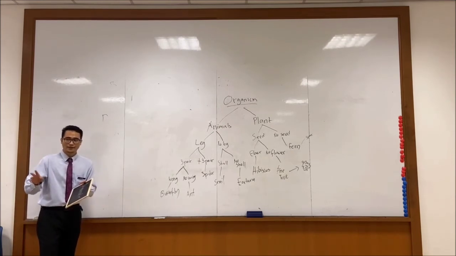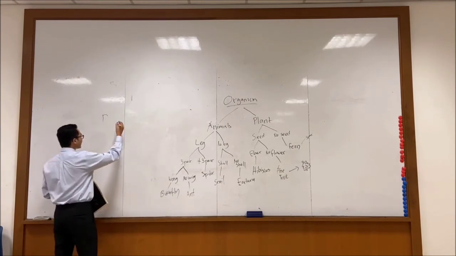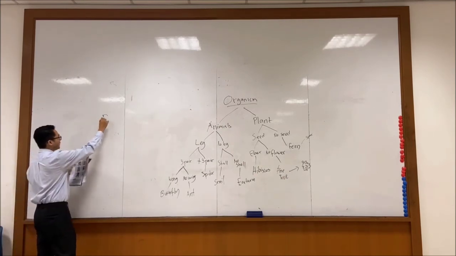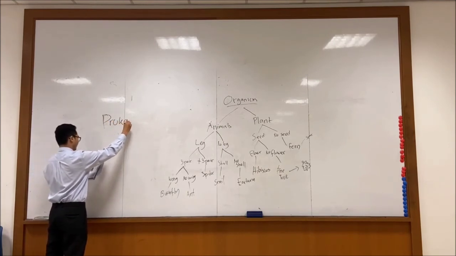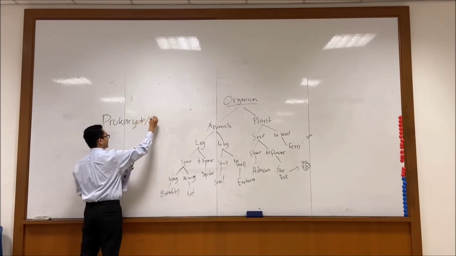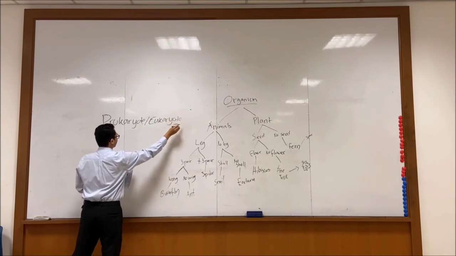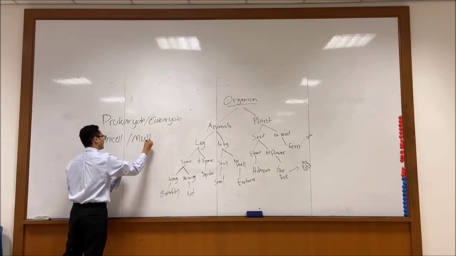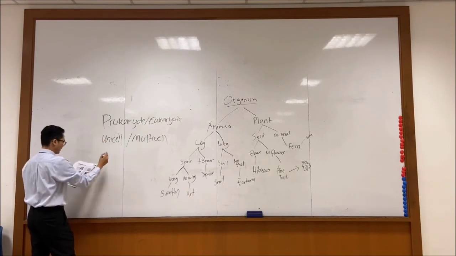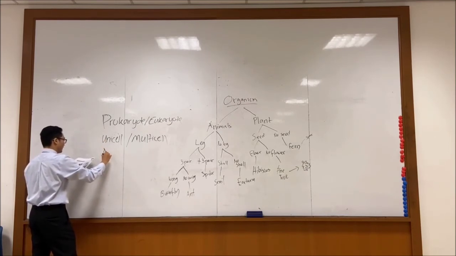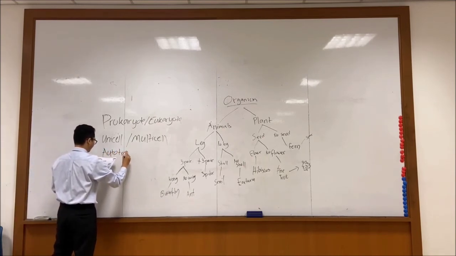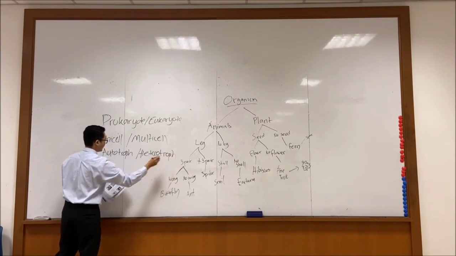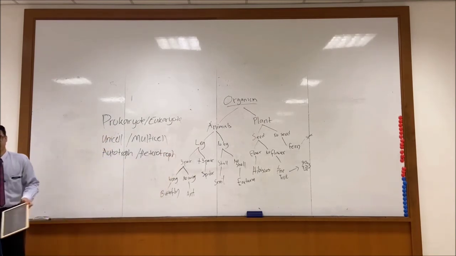You can ask 3 questions to them based on their characteristics. The characteristics that you can ask are whether prokaryote or eukaryote, unicellular or multicellular, and autotroph or heterotroph. Okay, you can ask your friend based on these questions.